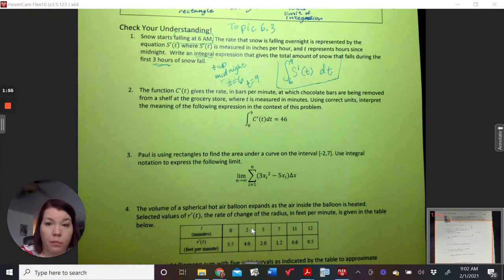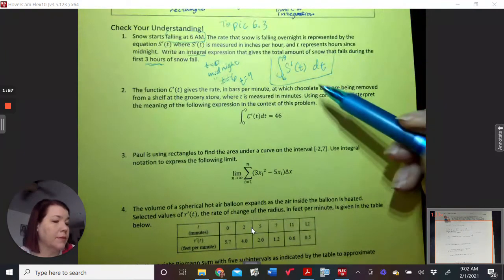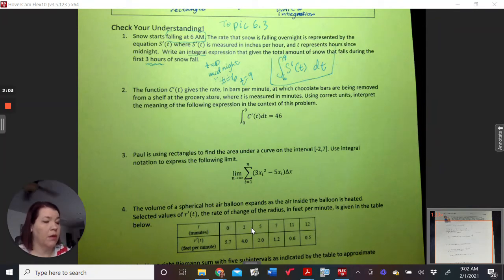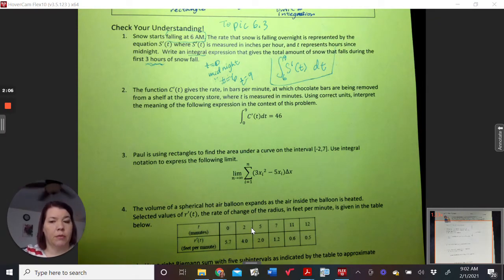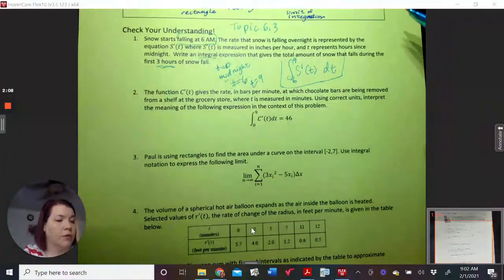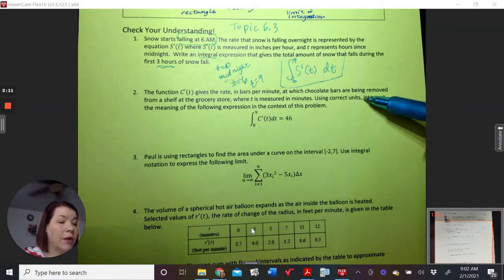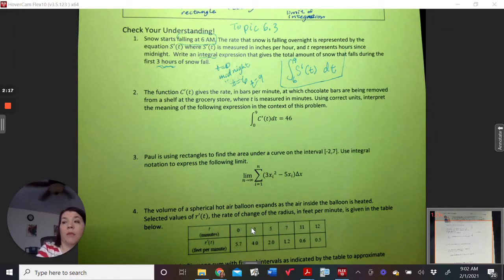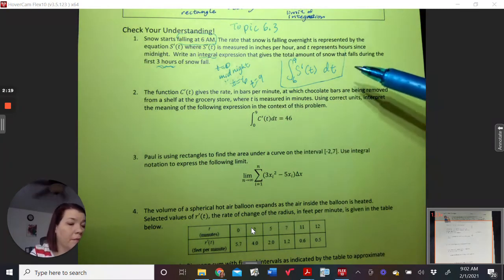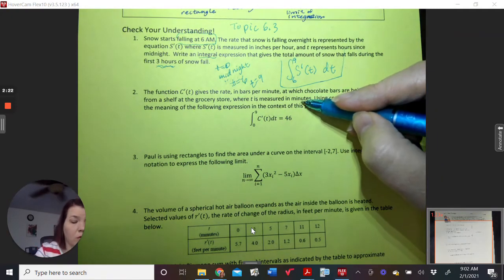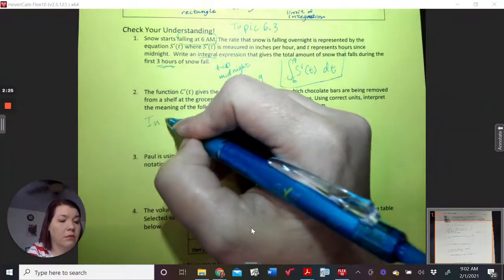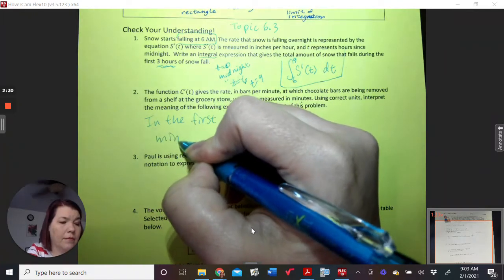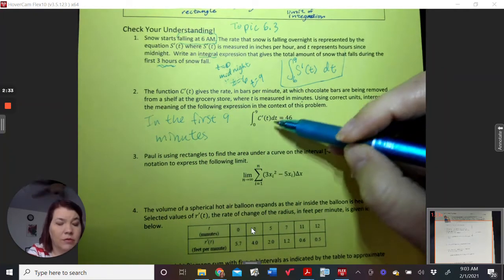Okay. Next, the function c prime of t gives the rate in bars per minute at which chocolate bars are being removed from a shelf at the grocery store, where t is measured in minutes. Using correct units, interpret the meaning of the following expression in context of the problem. Okay, so we're going from 0 to 9 minutes. So in the first 9 minutes, so that's just the 0 to 9 part, in the first 9 minutes.